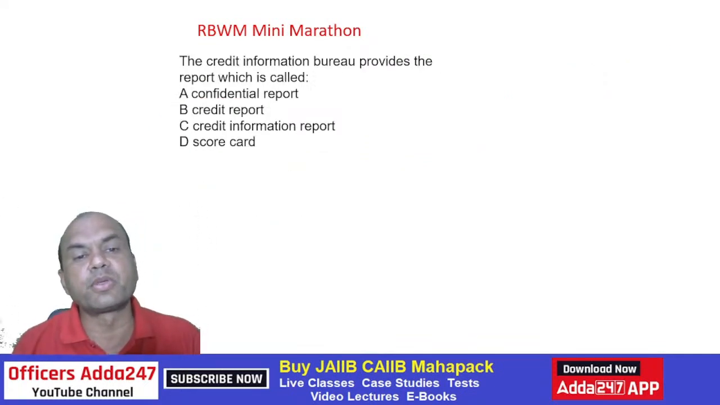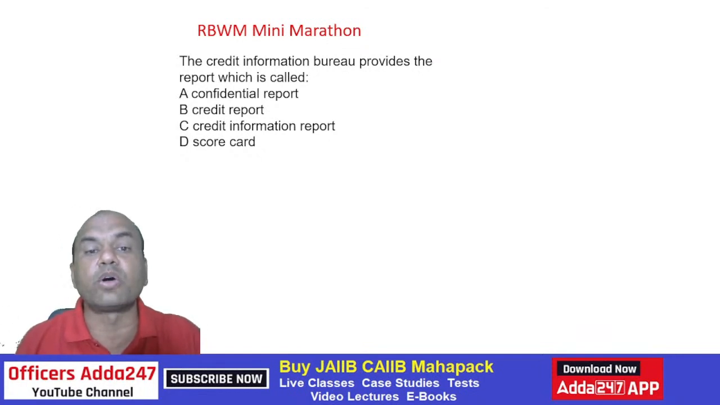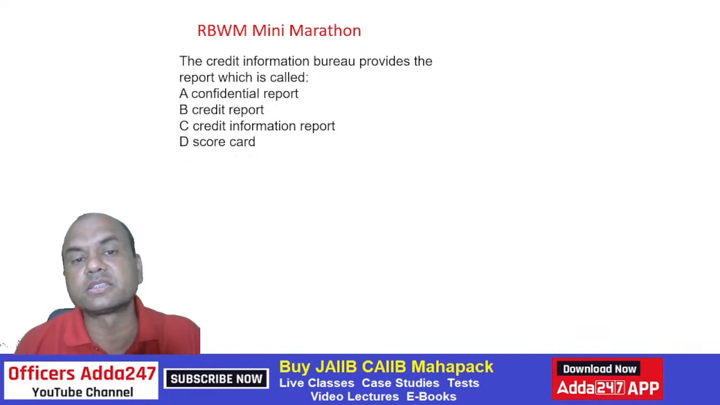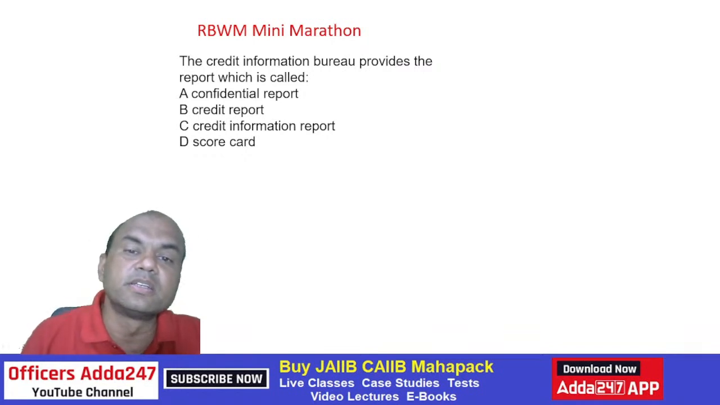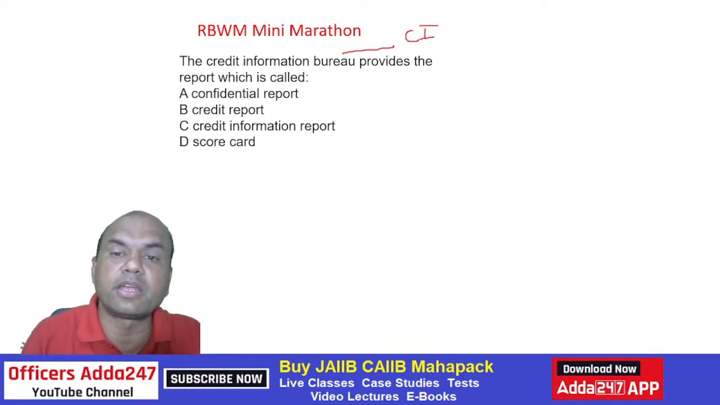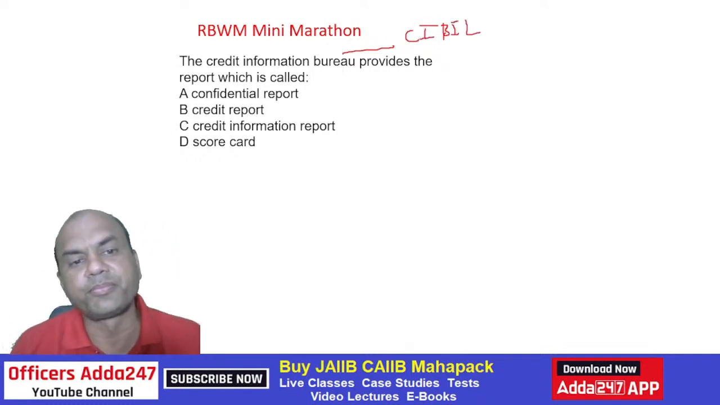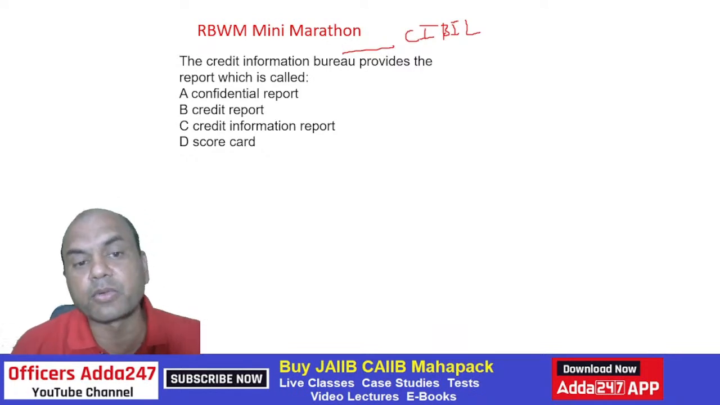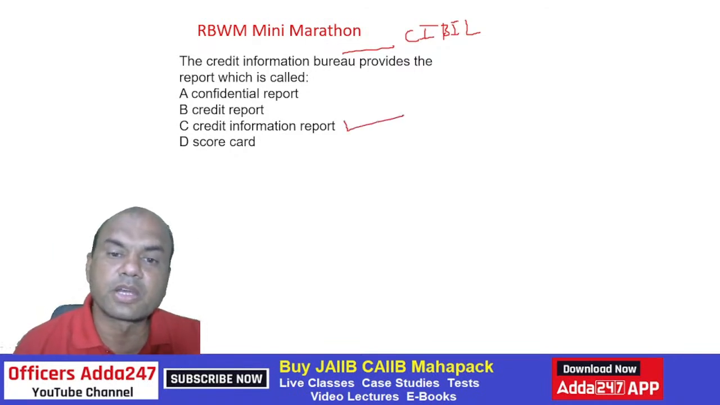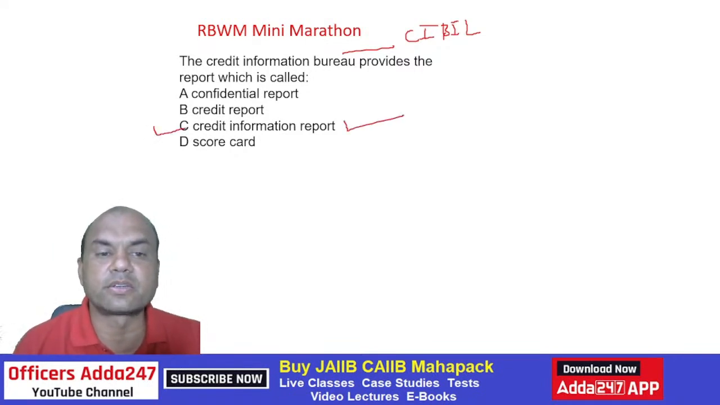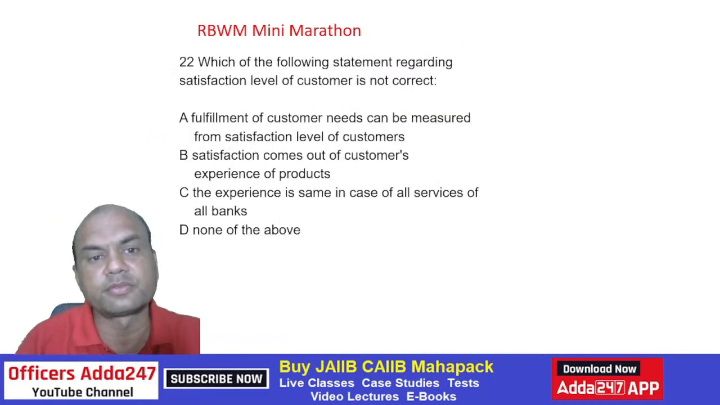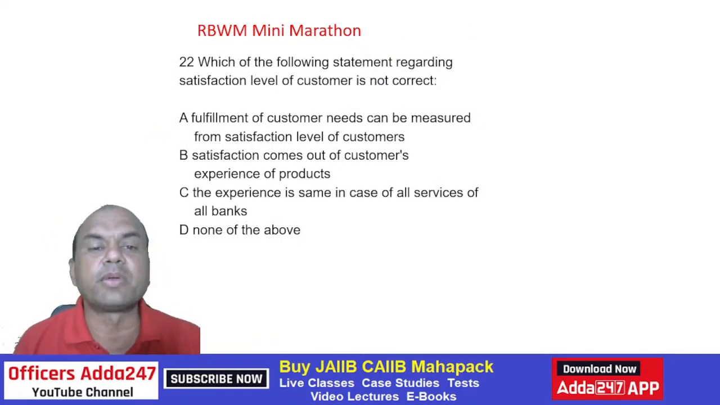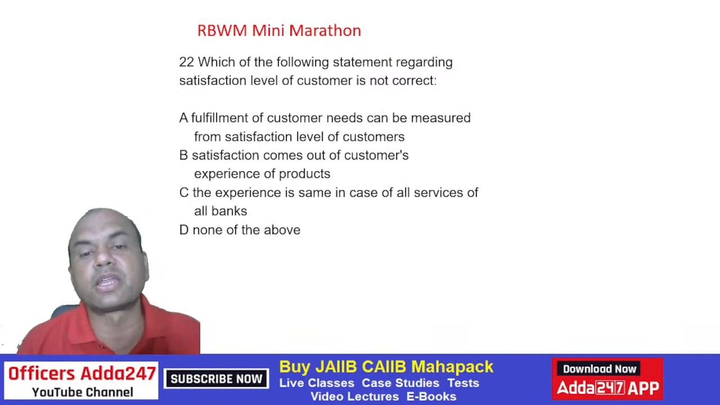The Credit Information Bureau provides a report which is called as? Now what is this CIBIL report called as? Credit Information Bureau means CIBIL only. What is it called as? Confidential report, credit information report, or scorecard? It is the credit information report. That is the right answer, C. Got it?